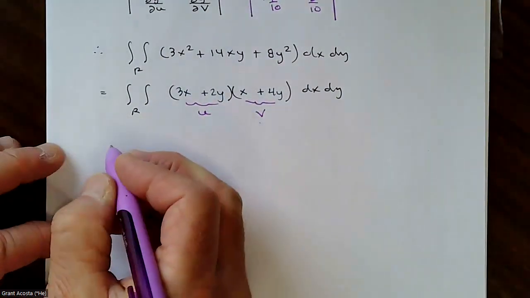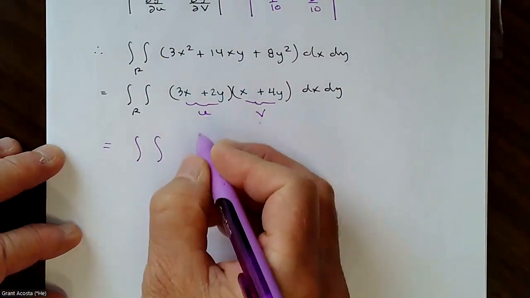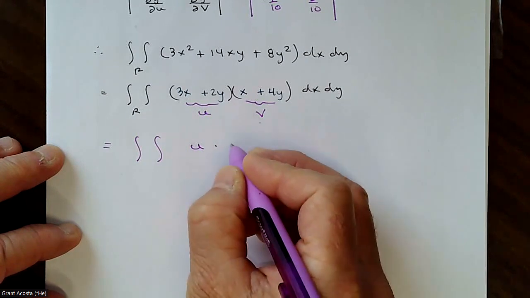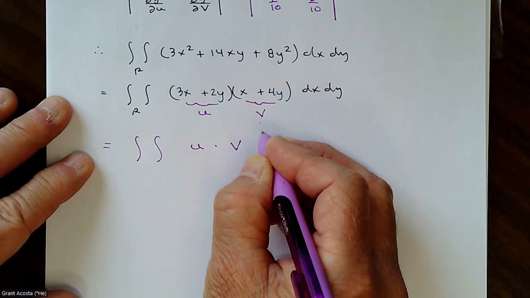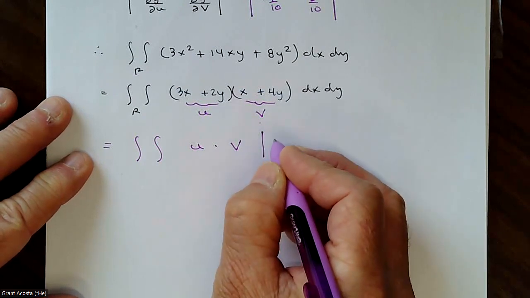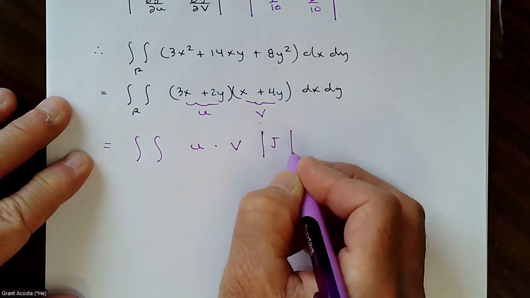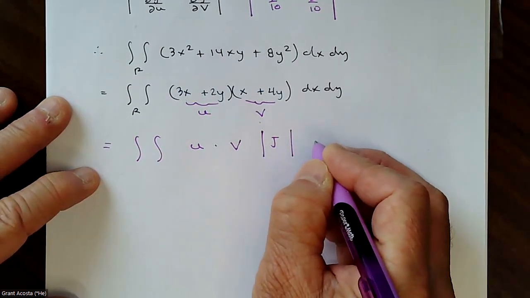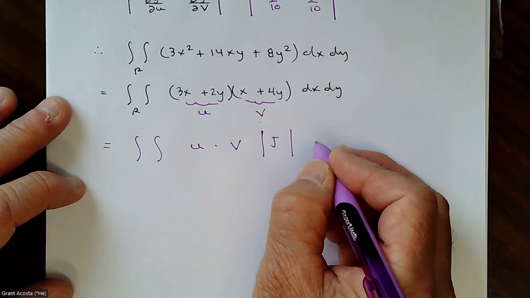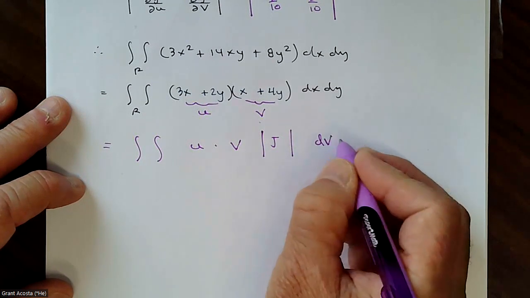So finishing this off, I'm integrating u times v times the absolute value of the Jacobian, which is the absolute value of 1/10. And then you have your choice: it's either dv du or du dv. It doesn't really matter since we have a rectangle. We'll go ahead and do dv du.